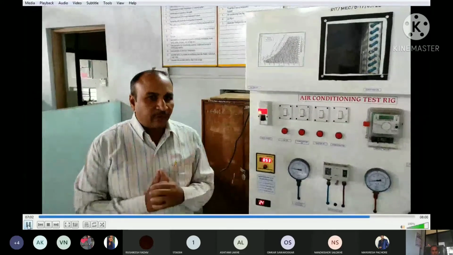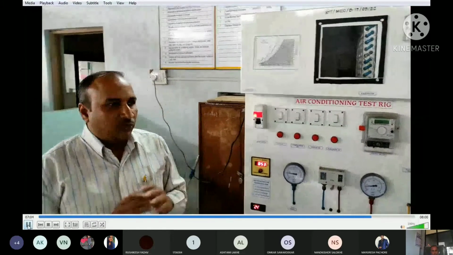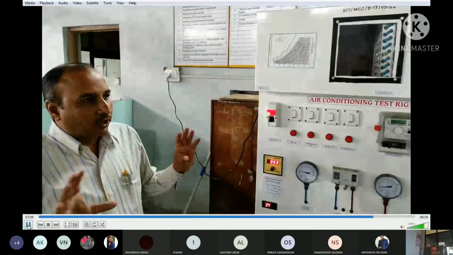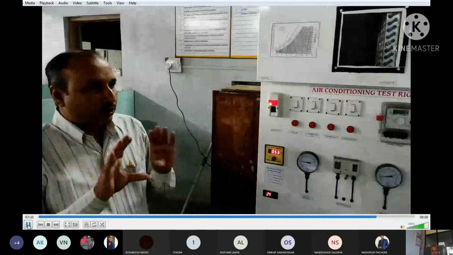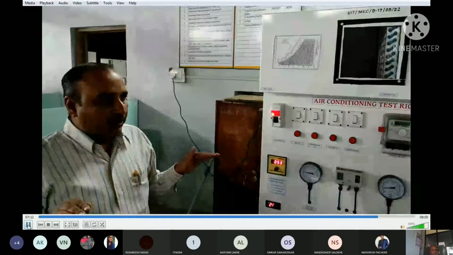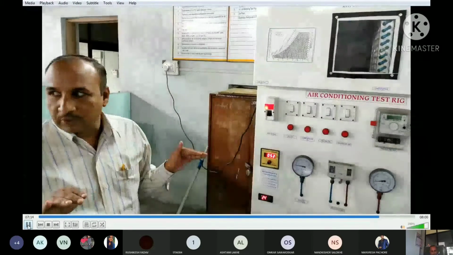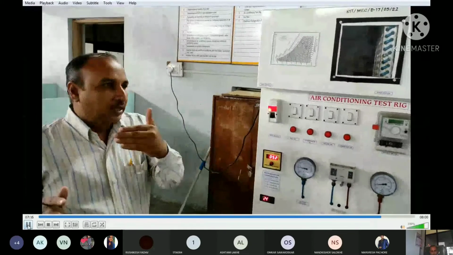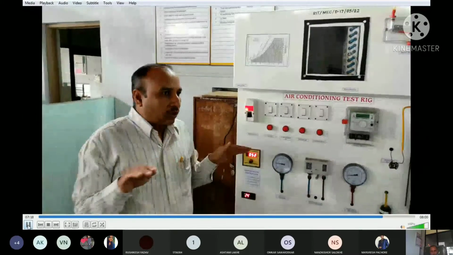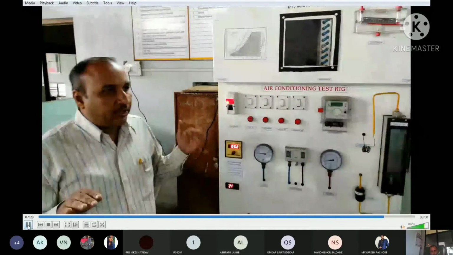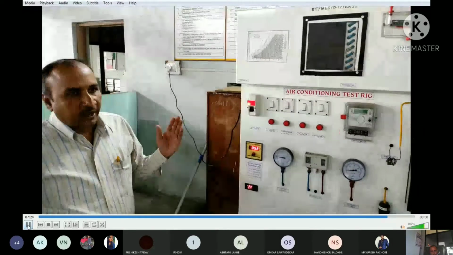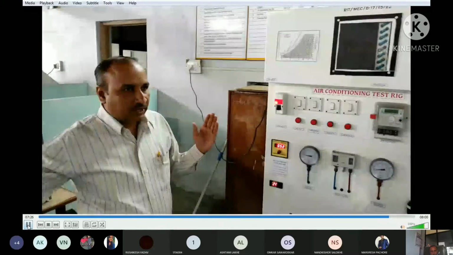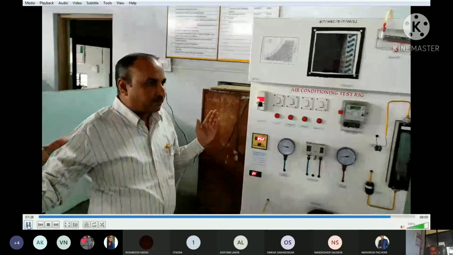So what is this wet bulb temperature? You take a long insulated duct. There is an insulated duct, and at the bottom of this duct there is a shallow pool of water. When air passes through this duct, the shallow water will get evaporated into that air. So this is a process, and at the end of this process there is a thermometer placed.